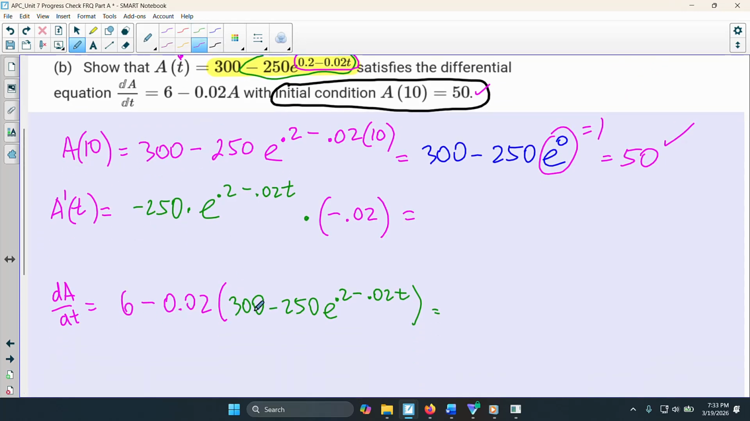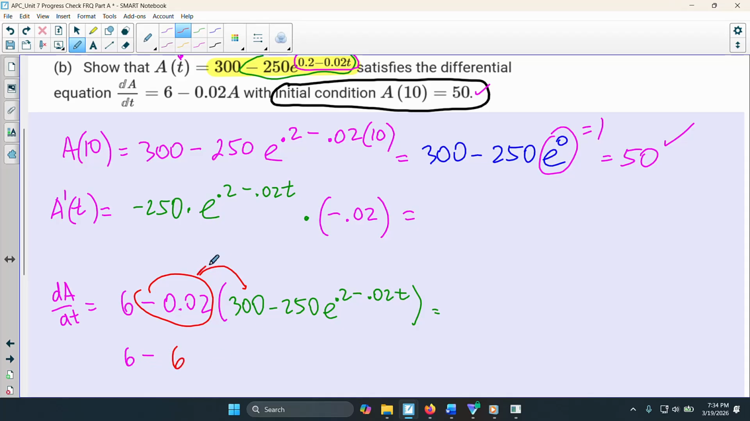This times this times this. So I have a 6 minus this part times here. Moving the decimal point once, twice. That's 3 times moving the decimal once, twice. So this is 6, right? Literally, this times this is 6. And that's nice because I see that's going to cancel out.